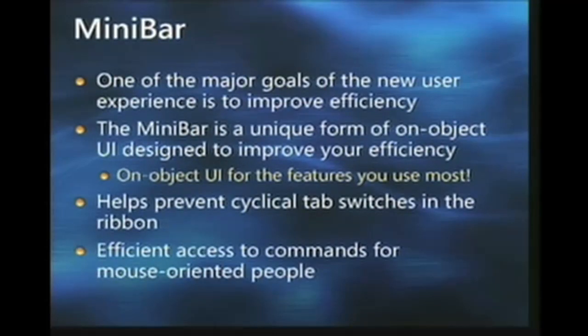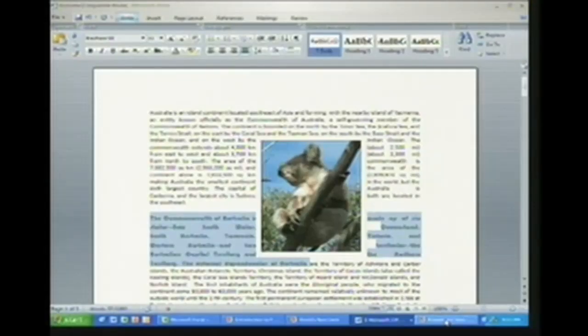And that's because it's always been about trying to advertise features that you don't know how to use right next to the thing you're trying to do, like the most obscure features. So we wanted to turn that around and say, what if we put right next to your cursor the eight features you actually use the most? Would that be a more successful implementation of on-object UI? And thus, something that we call the mini bar. Marketing's not happy with that either.